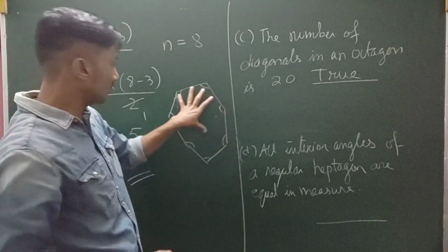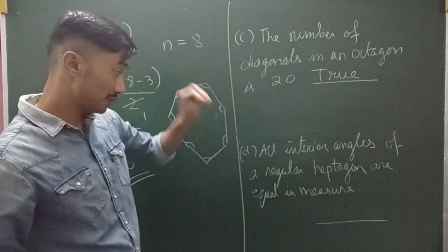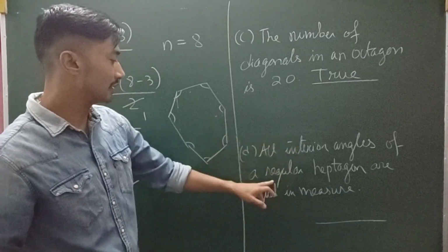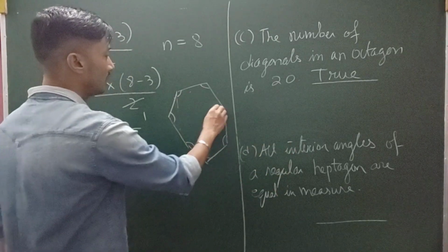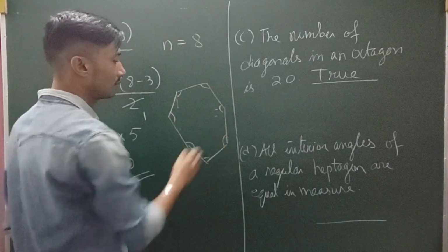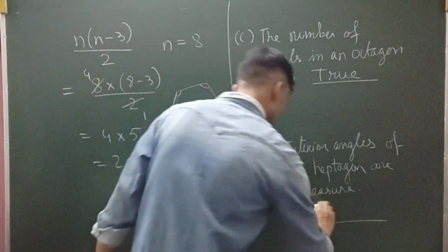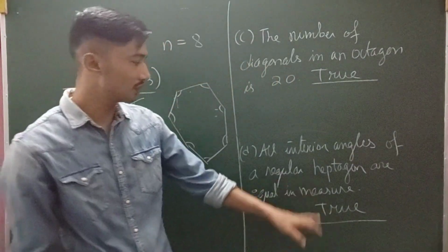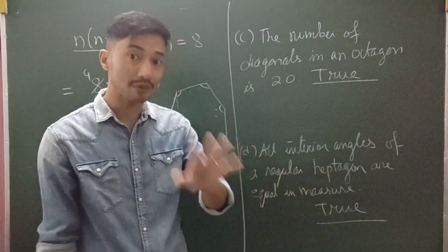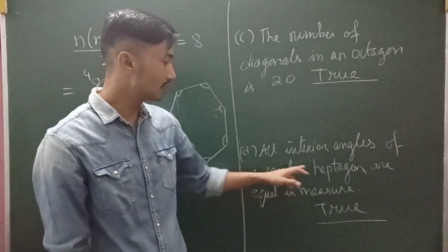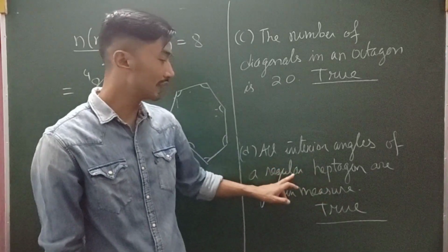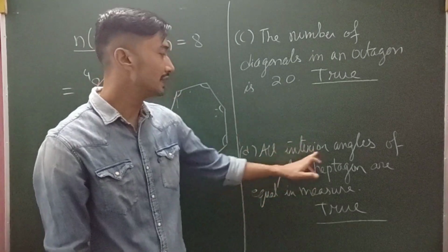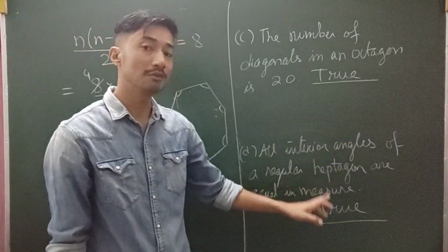What they say is that all the interior angles of a regular heptagon are all equal in measure. True. And this is true not only for a regular heptagon. Regular means, remember, all sides are same. So this is not only true for a regular heptagon, it will be true for any regular polygon. For any regular polygon, all the interior angles will be equal in measure.